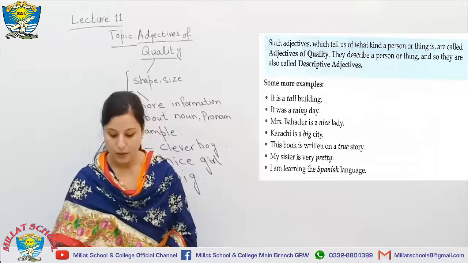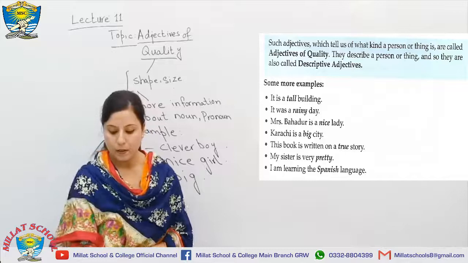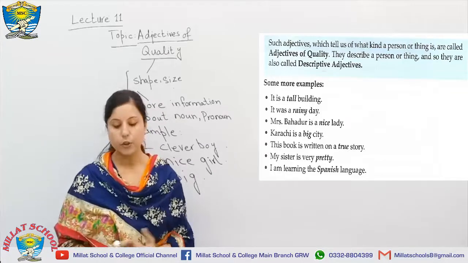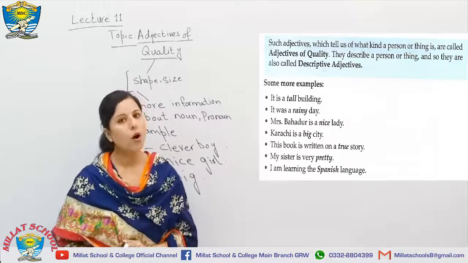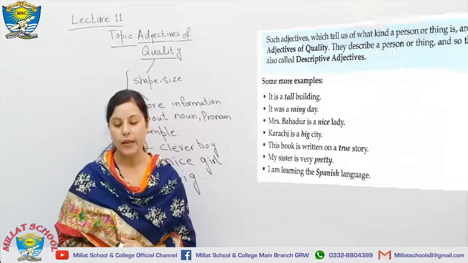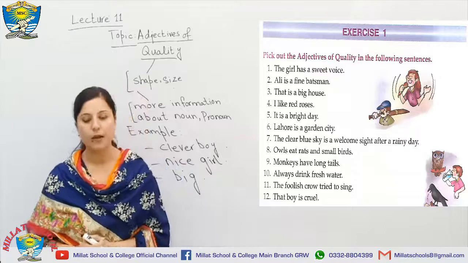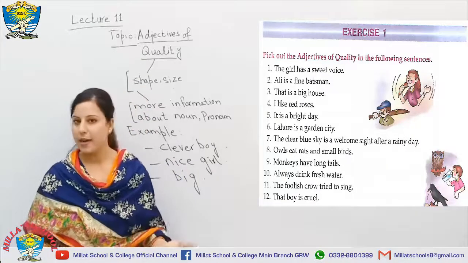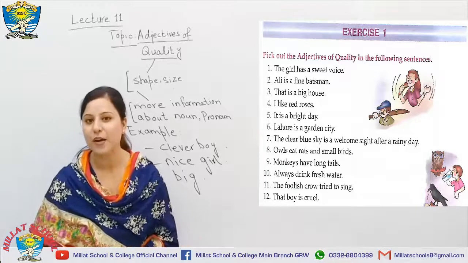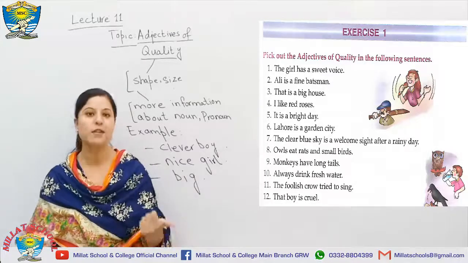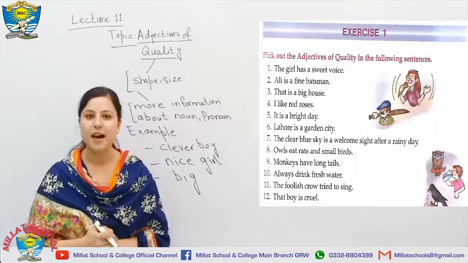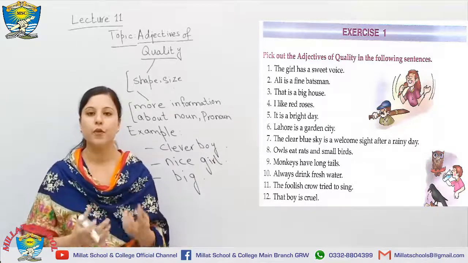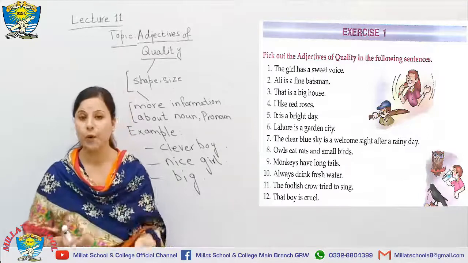Page number 53. Here are some of the examples, like tall, rainy. All the words have been written in bold. Let's move to the exercise number 1 on page number 53. Number 1. Again, it's favorite exercise for you and for me also, because Wren and Martin means fun time. So these are the picking up time. Pick out few of the adjectives of quality.